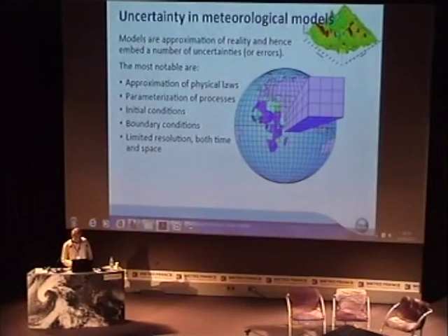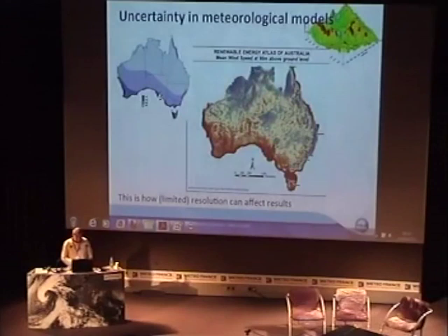So this is just an example to show you what you get. It's pretty obvious that if you run something at pretty low resolution, you have a map of wind that looks like that. But if you run a model, regardless of whether it's good or not, you get this much better structure.